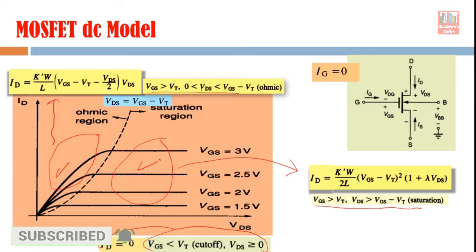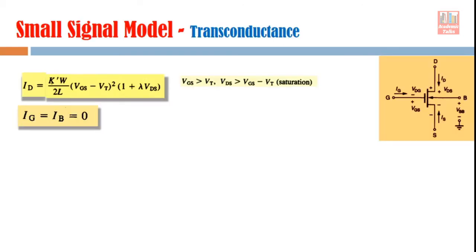So what we are going to discuss today is to develop the small signal model for this saturation region. We are going to use only this particular equation, and from this equation we will develop the small signal model. We are not going to focus on the ohmic region or the cutoff region. Only the saturation region equation will be used for developing the small signal model, because our device is most of the time biased in the saturation region. So in the next slide we will see how to proceed.